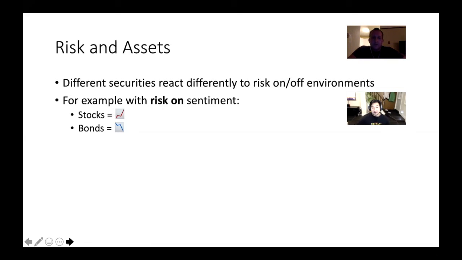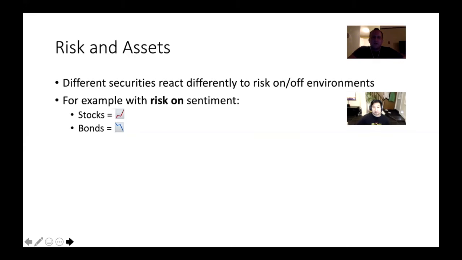For example, with risk on sentiment, stocks typically rally and bonds typically fall, right? Now, the converse is also true. So when we have a risk off environment, the opposite is true. So stocks fall and bonds rally.